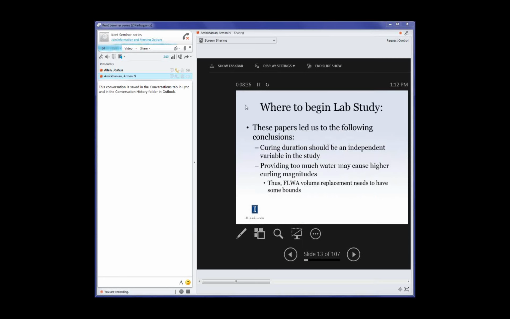So those two researchers and their papers led us to focus on certain things for our study. We realized that the curing duration was going to be a very important variable in this study and should actually be examined, and that providing too much water may actually hurt us, because if we have a continuous source of water coming up through, it will just continue to curl and curl due to the pore stresses. So we can't just go ahead and add 100% lightweight and expect everything to be good. There needed to be some sort of balance for the lightweight that we add into the mix.